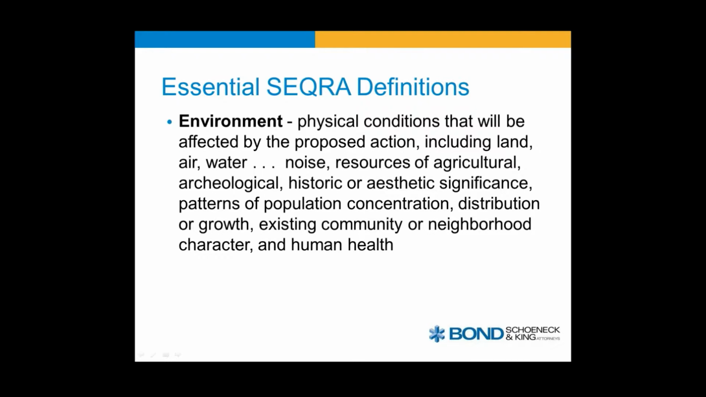And then the definition of environment, it's a broad definition. It includes community or neighborhood character and human health, in addition to those areas of nature that we're more inclined to think of when we think of environment. So what we might always think of is impacts to air, impacts to water, impacts to historic resources. What we may not always think of are patterns of population concentration, distribution, or growth in an area, existing community or neighborhood character. So it is a broad definition.